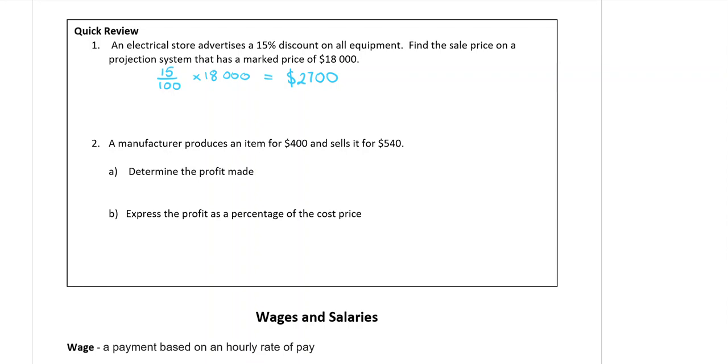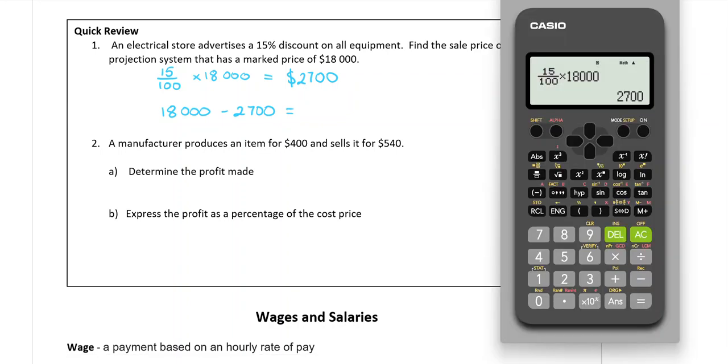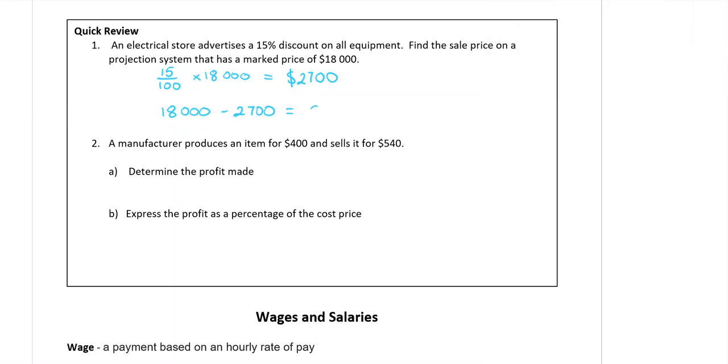Okay, now this is a price that has been put on sale. So that means that we need to take that off the original $18,000. So start with 18,000, subtract off the 2,700, and you'll find the sale price of the projection system. So 15,300.